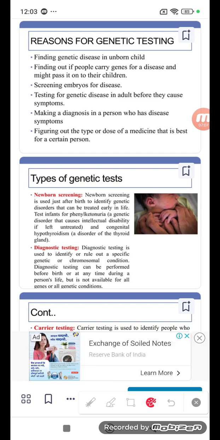specific gene or chromosomal conditions. So here genetic testing identifies any gene abnormalities and chromosomal abnormalities, which can be identified before birth, after birth, as well as during the duration of the person's life. That is diagnostic testing.